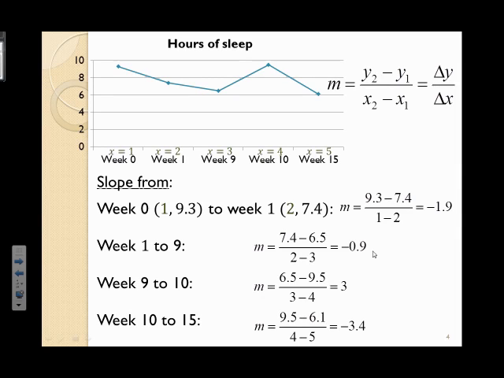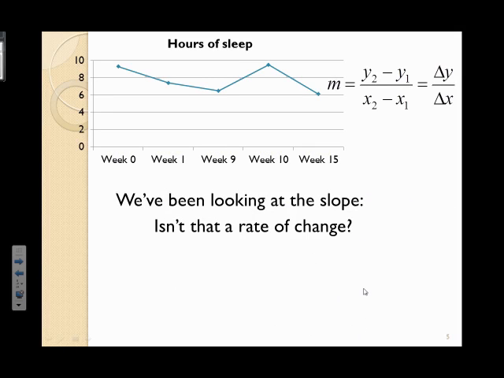From week 9 to 10, 3 more hours. It's positive, so students get an extra 3 hours of sleep. And then from that week to the most hectic time of the week right before final exams, the reduction is by 3.4 hours. We've been looking at the slope, but that's also a rate of change.